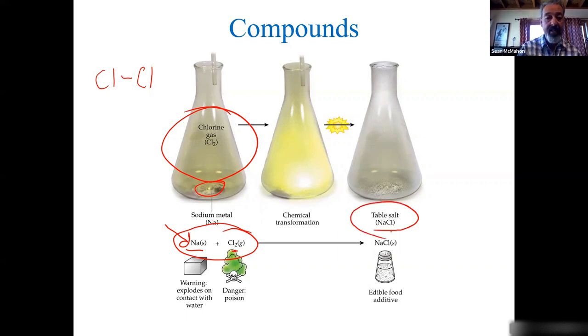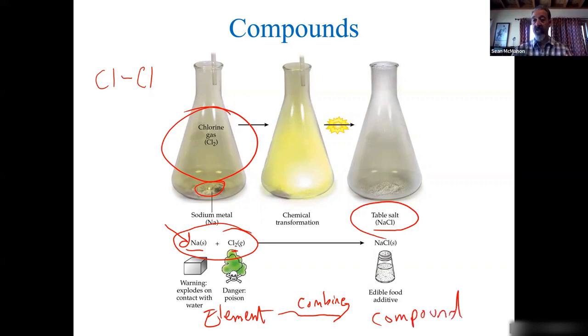So what happens is these elements combine through a reaction and form a compound. Now the compound salt is still a pure substance because it has a fixed ratio of 1:1, sodium chloride, and it's a solid at room temperature.